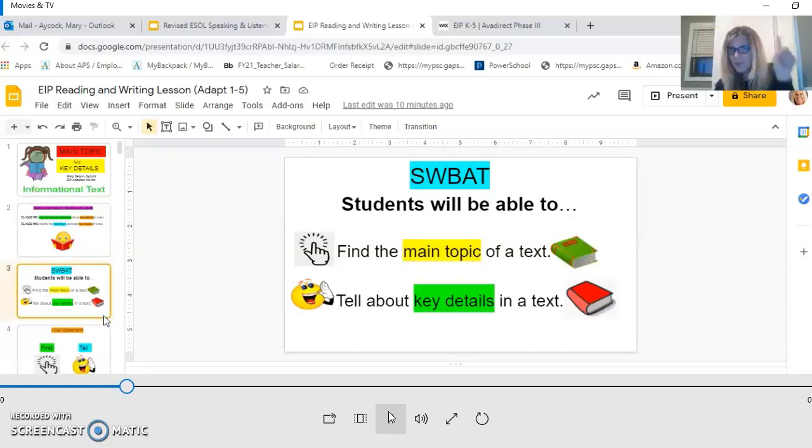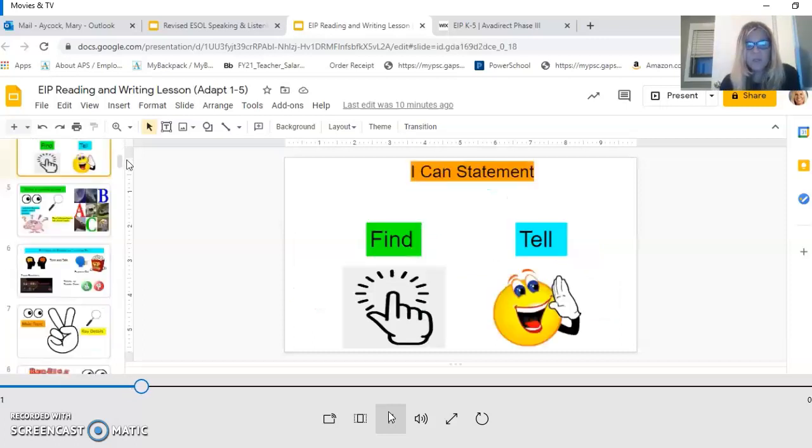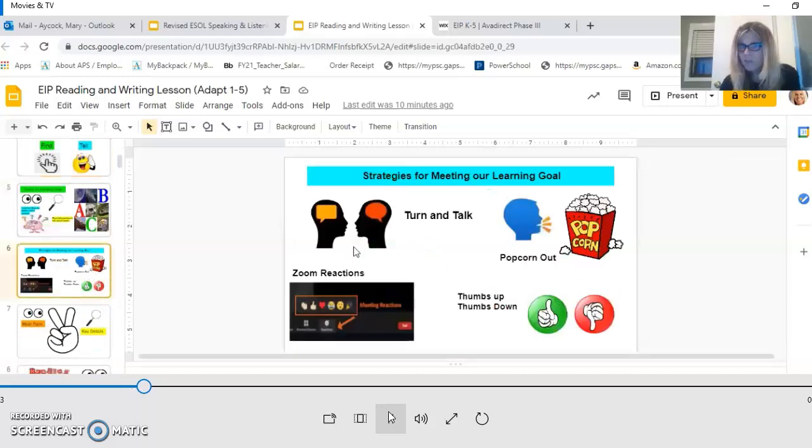So what are we doing? We're finding the main topic. We're using our picture cues to help us remember, and we're telling about key details. Awesome. So remember, those picture cues are going to help us. So our other strategies we're using, right, our turn and talk, our popcorn out, thumbs up, thumbs down, our Zoom reaction, we're using all of those things.